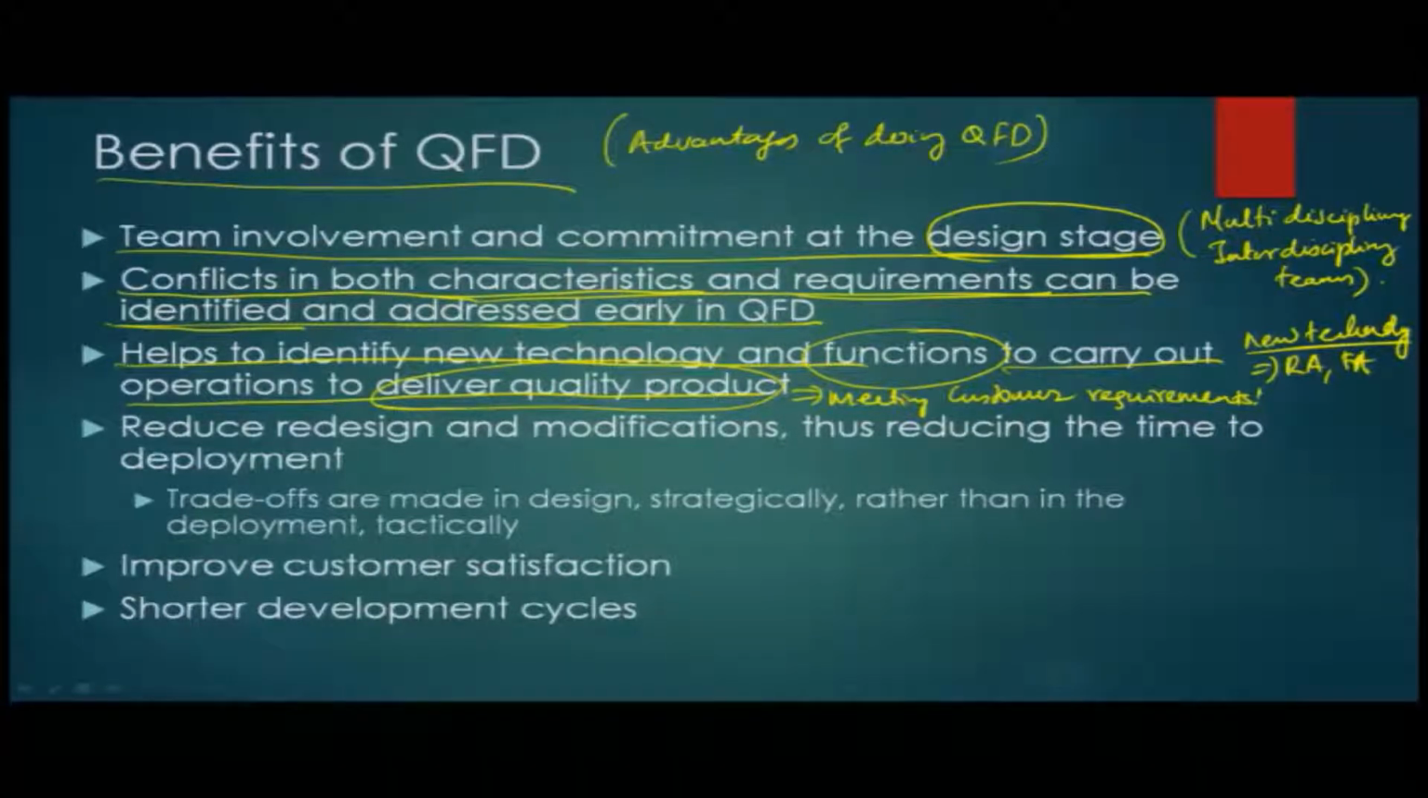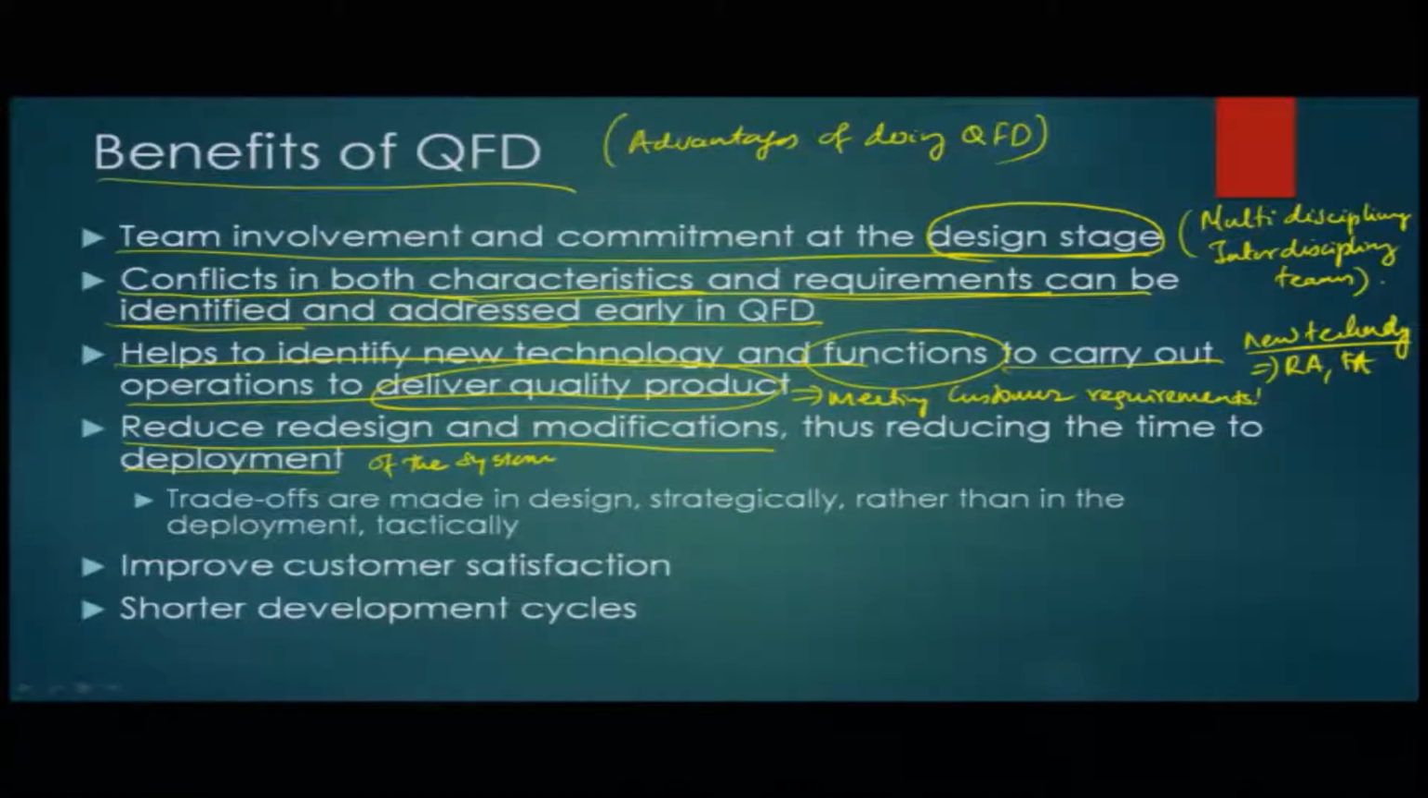Then the fourth aspect of it is reduced redesign and modifications, thus reducing the time to deployment of the system. So if you identify and address many of the conflicts, as well as characteristics, requirements, and performance parameters early itself, you are reducing the redesign and modifications to the system development. So hence the time to the deployment of the system can be significantly reduced.